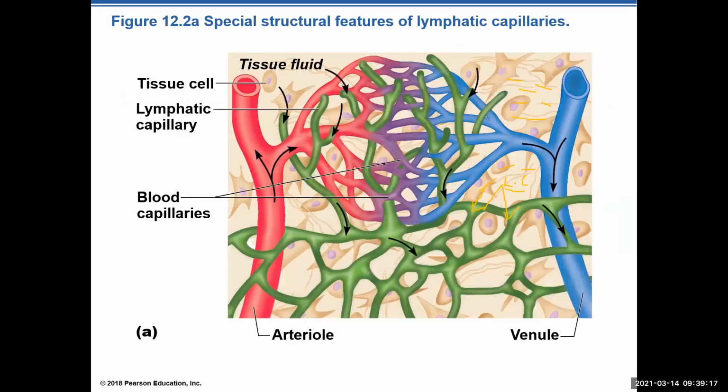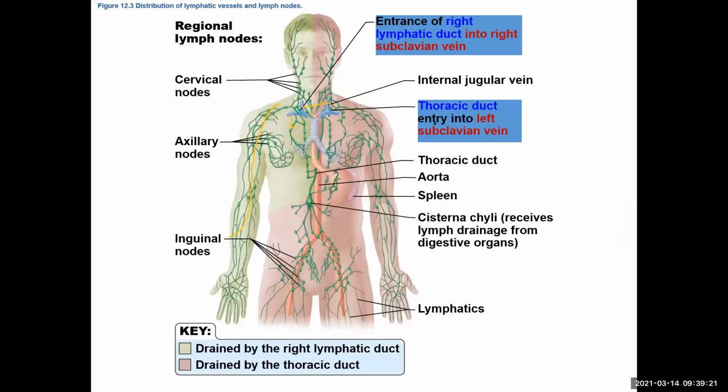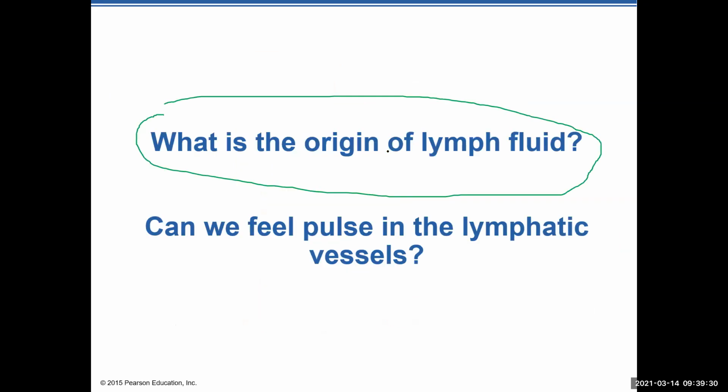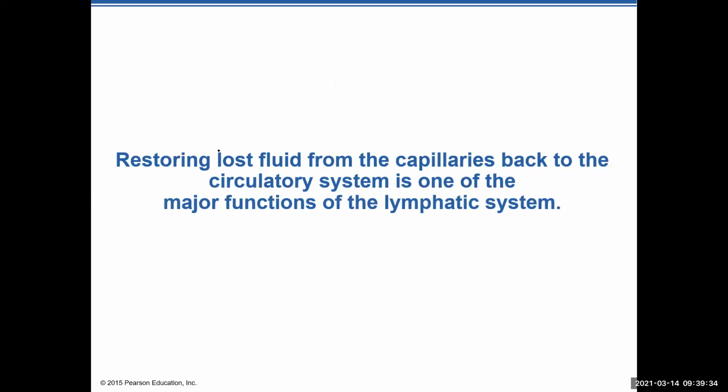See, it circulates throughout our body. Its origin is plasma or blood, absolutely wonderful, isn't it? Okay, and so we can say that restoring the lost fluid from the capillaries back to the circulatory system is one of the major functions. It's the first and foremost function of the lymphatic system.